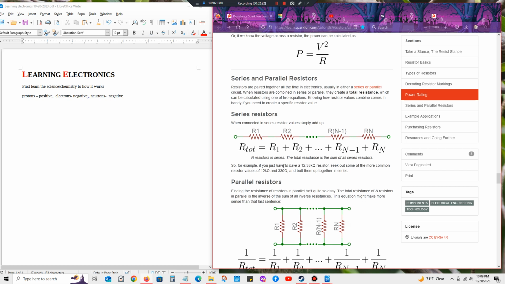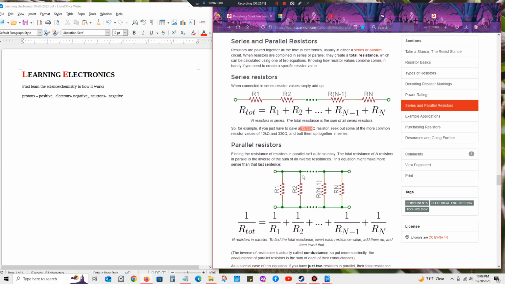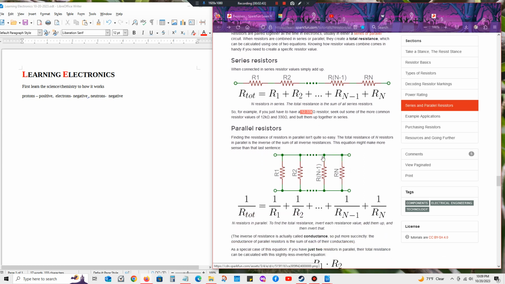For example, if you have two, you have a 12.33k resistor. And I'll go over the 33k and the M and all that. To seek out some more common resistor values, 12k, 330 ohms, and butt them up together in series. And then you have parallel. So it's just 1 over whatever that TOT means equals.